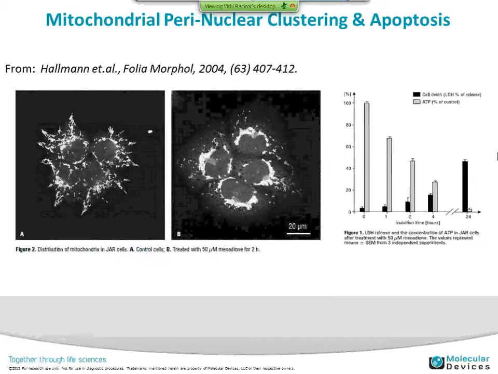In addition, there's also evidence in the literature that in certain cell lines, mitochondria will migrate to the perinuclear region in response to an apoptotic stimulus. So this is another measurement that we're looking to build into our mitochondrial health module for this reason.